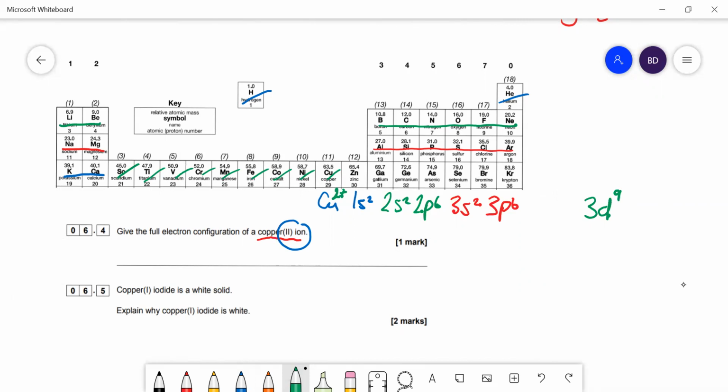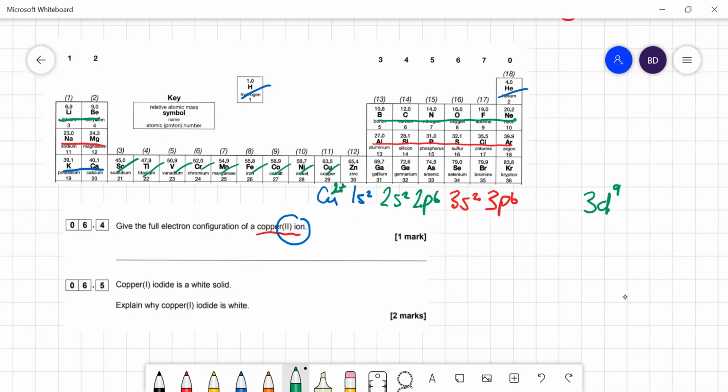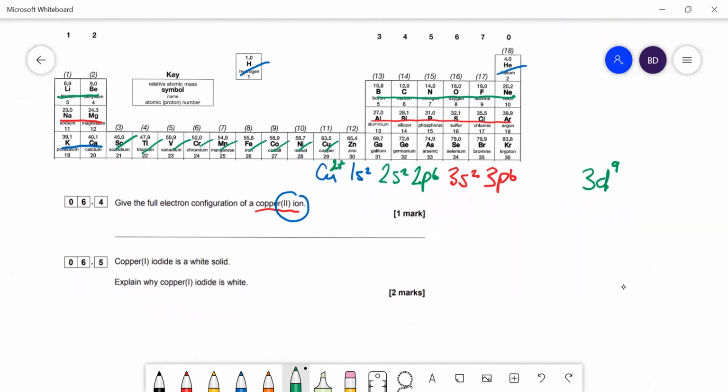Copper 1 iodide is a white solid. Explain why it is a white solid. Well, if it's copper 1, look, this is copper 2. We have got here 3d9. So copper 1, you're going to have 3d10. Now, the reason why it's white is because the d shell is full. Let's write that down. The 3d shell is full.